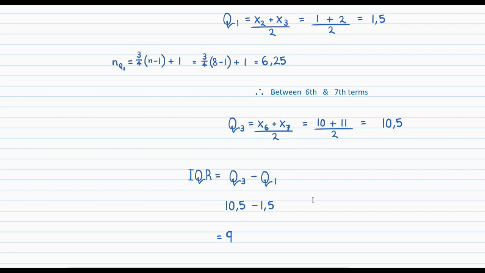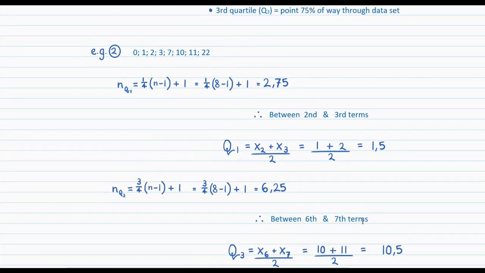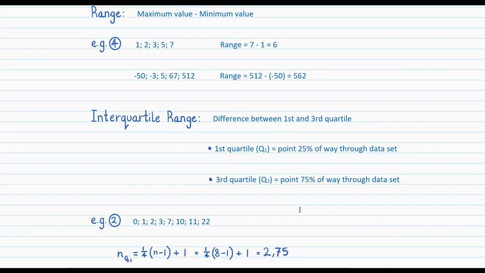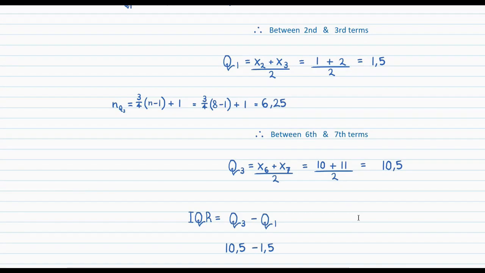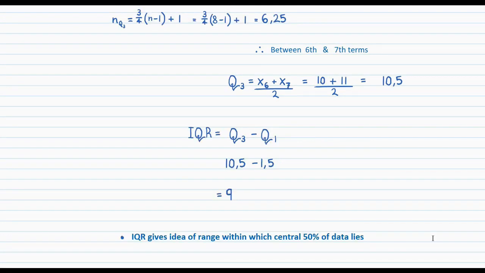So these various measures of dispersion generally give a little more information than the measures of central tendency. So with the range, you get a basic idea of how spread out or dispersed the data set is. And with the interquartile range, you get an idea of the range in which the central half of the data lies.